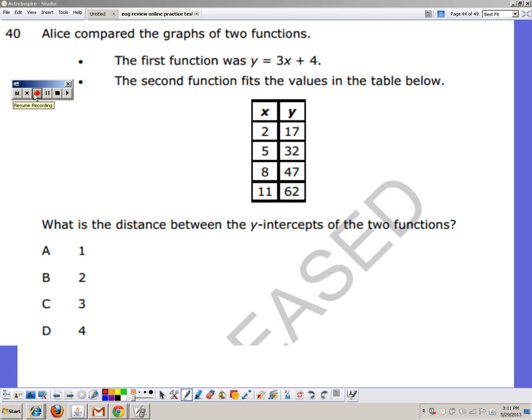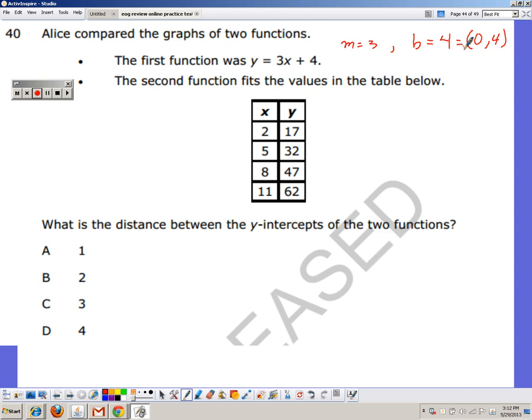In this problem, you're comparing 2 functions. The first one is given to you as an equation, 3x plus 4. So you already know that the slope is 3, and your y-intercept, which is b, is equal to 4. That means it's (0, 4). The second one is given to you in the table. So once again, you have to find the y-intercept. Okay?